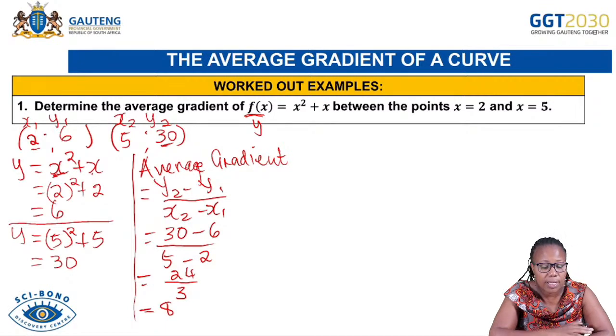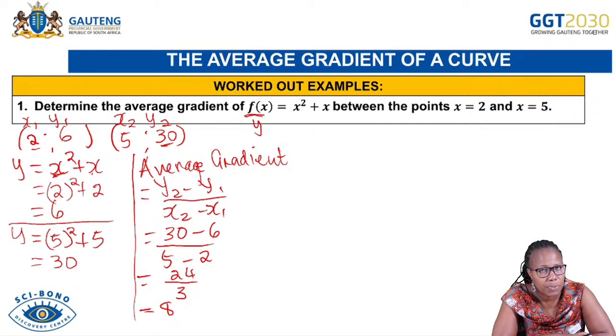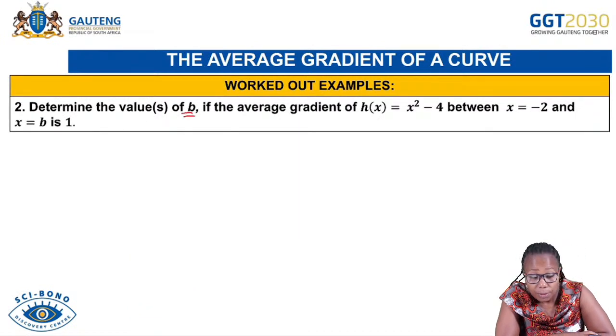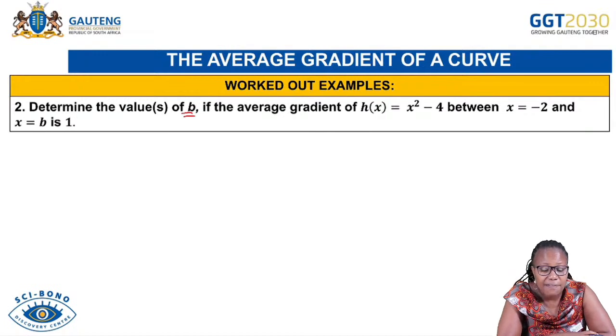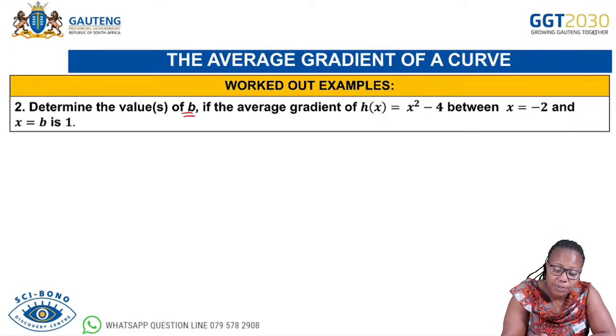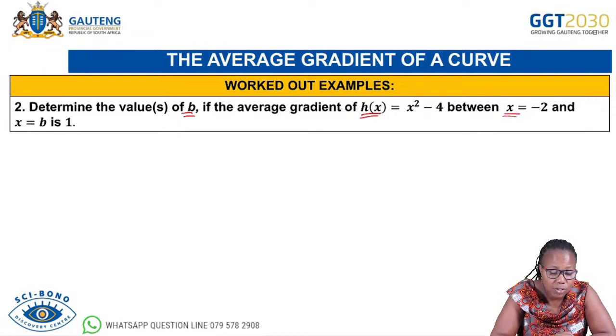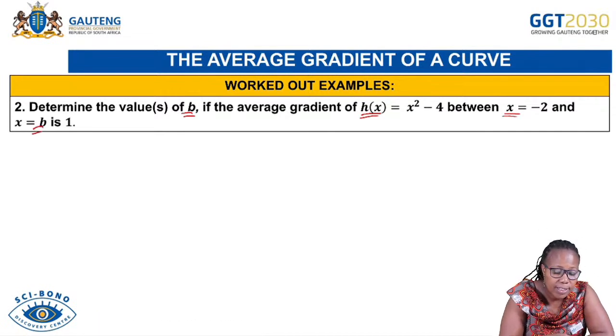Let's look at the second example now. Look at that. The level now is a little bit higher. Determine the values of b. There's an unknown now in your question. If the average gradient of, this is our function, and then at x equal to minus 2 and at x equal to b. Let's read the question again. Determine the values of b. I am highlighting all the important information as I'm reading.